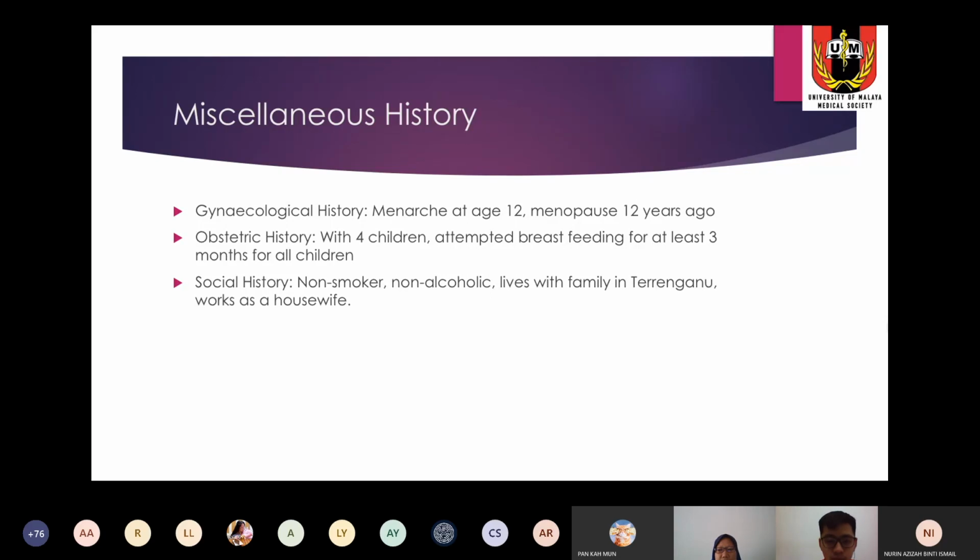Then you add on OCP and HRT. These are very important things when you ask about it. When you ask about estrogen and OCP, you have to know how long the patient took it. For example, she has 4 children, so for each child, how long she took the OCP.